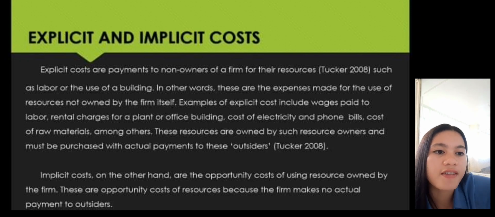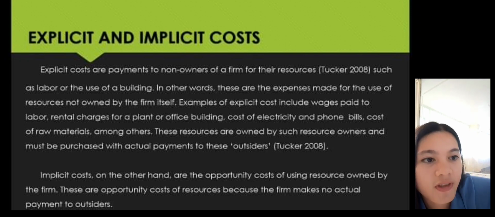The next one is explicit and implicit cost. So explicit costs are payments to non-owners of a firm for their resources.